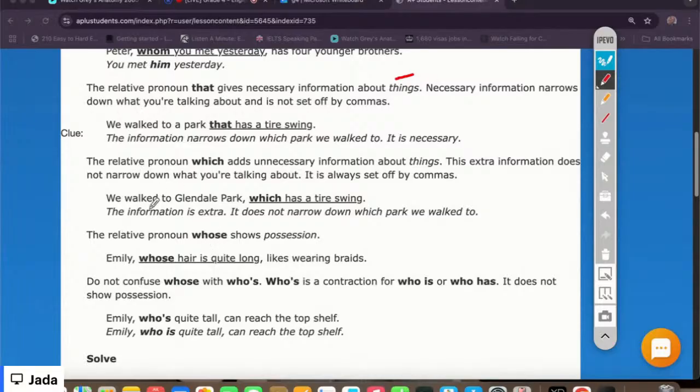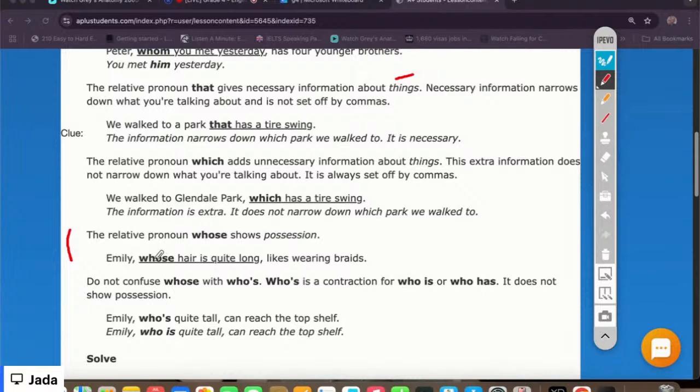So, we walk to Glendale Park, which has a tire swing. Now we have the comma and we have the which. This information is extra. It does not narrow down which park we walk to. It just says which has a tire swing. That's it for which.